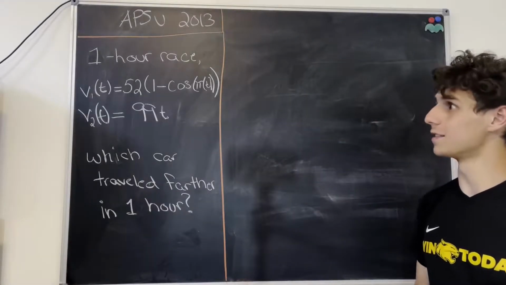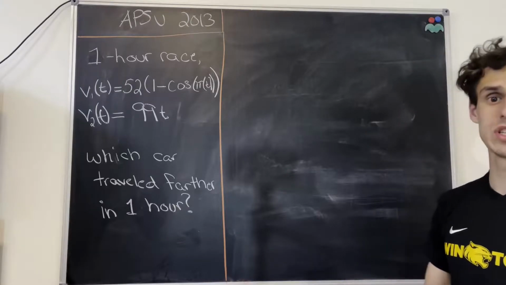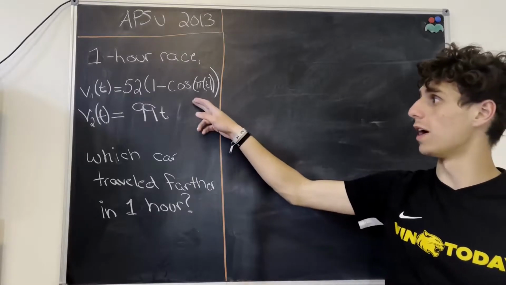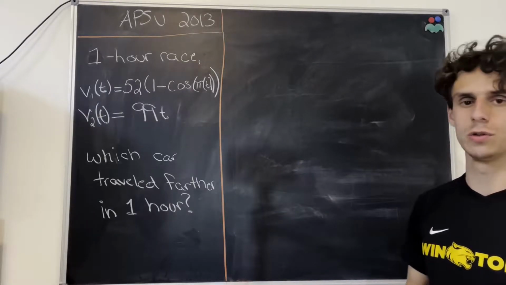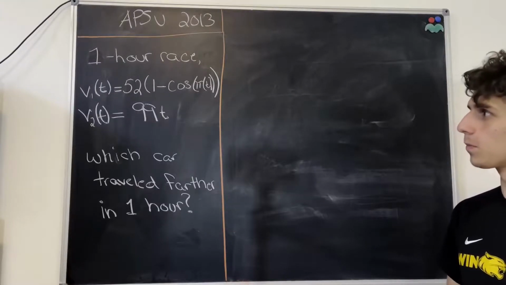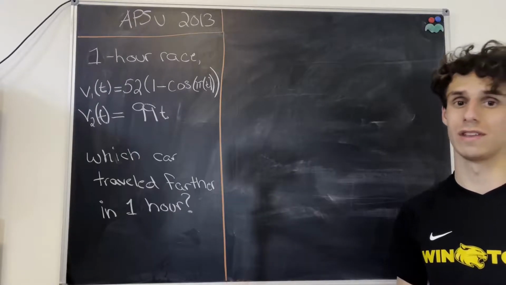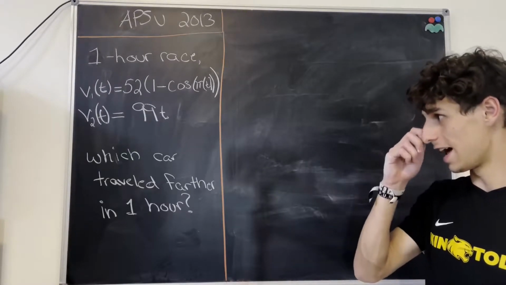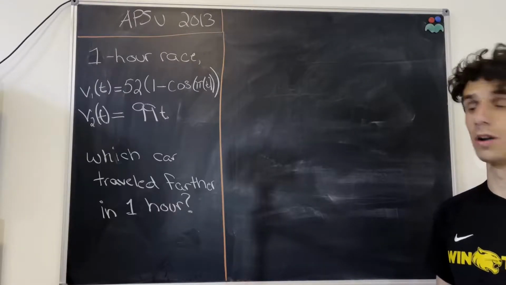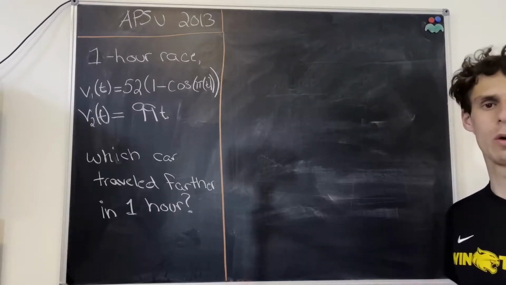Here we have a problem from the Austin Peay State University 2013 math contest, and it gives us the following setup. We have a 1-hour race where car number 1 has a velocity equation of 52 times (1 minus the cosine of pi times t), where t is in hours, and the second car has a velocity equation of 99t. And it asks us to find which car traveled further in 1 hour, or from time 0 to time 1. So how do we go about this?